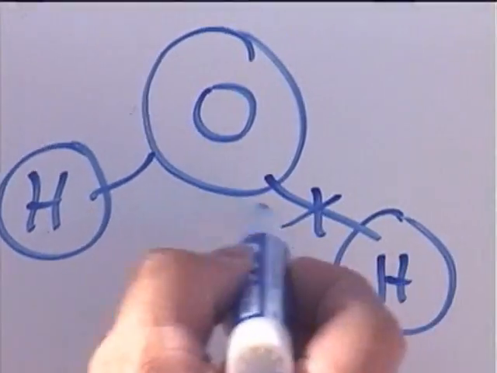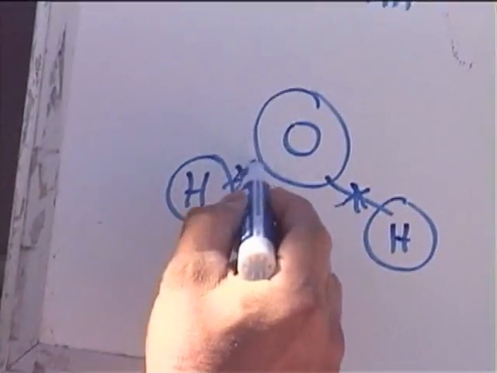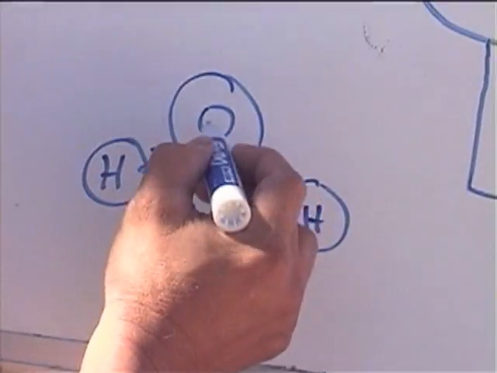The water molecule breaks down using an electronic signal to break this bond, to dissociate hydrogen from oxygen.